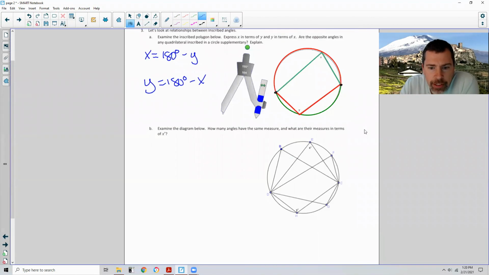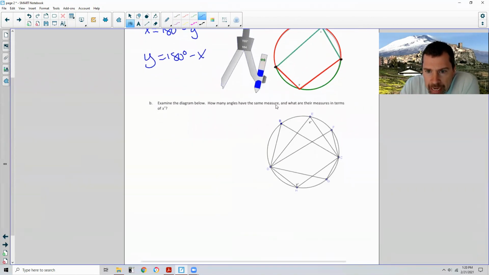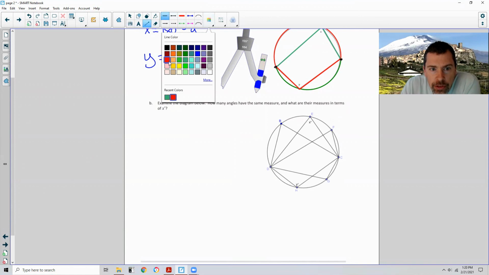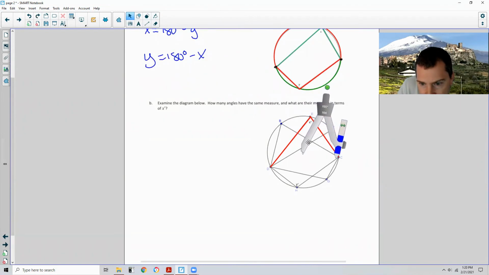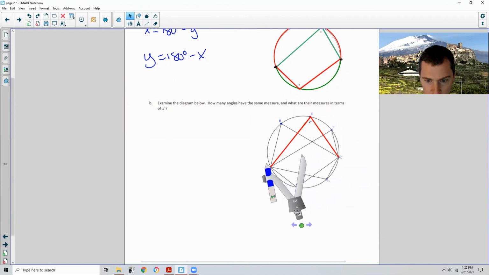Okay, B says to examine the diagram below. How many angles have the same measure and what are their measure in terms of x degrees? So if I were to, let's just use red, here is the angle that's x degrees. It is intercepting the arc. I wish they would give me the center for these circles so I could put my compass stylus at the center. Kind of hard to guesstimate a center. Let's try here. And I'm way off. Okay, right there. I've got to move it this way a little.